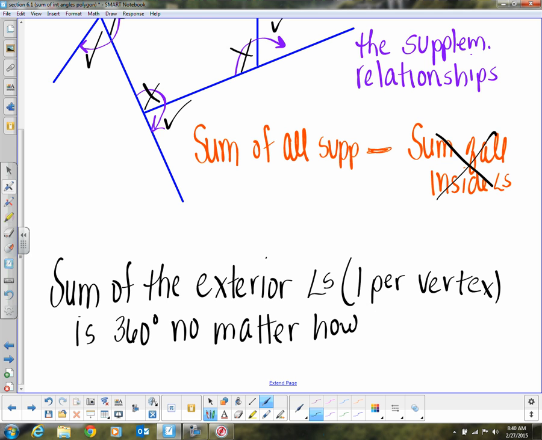Now, did that work inside? The sum inside kept doing what? It kept growing. The more sides, the higher the sum is inside. But no matter how many sides we have, what will the exterior angles always measure? 360. So this is going to allow us, given an angle measure of a regular polygon, to determine the number of sides, because 360 is always constant. Okay? So that's where I'm going to pick up on Wednesday.